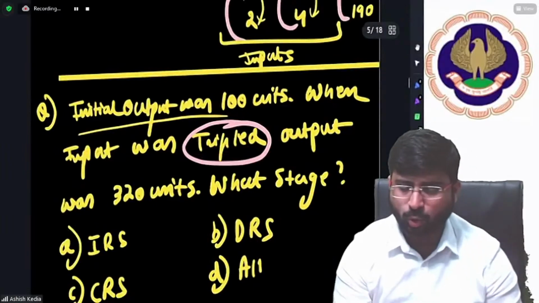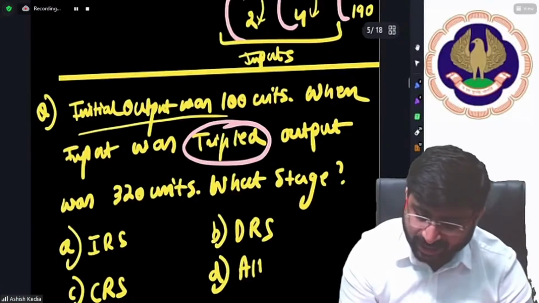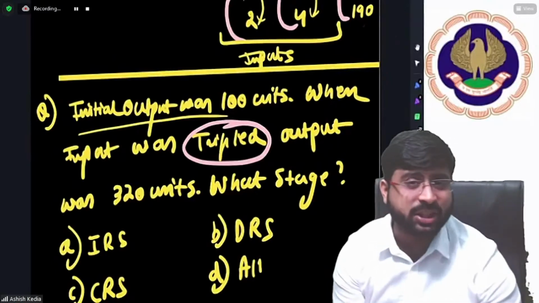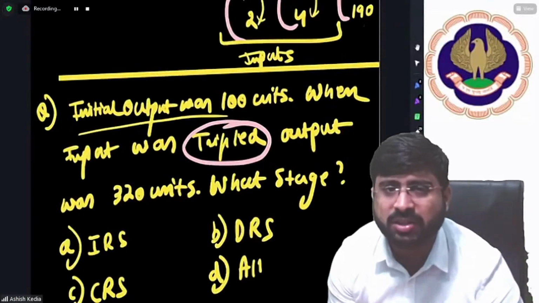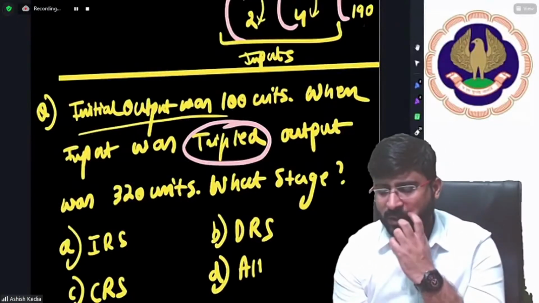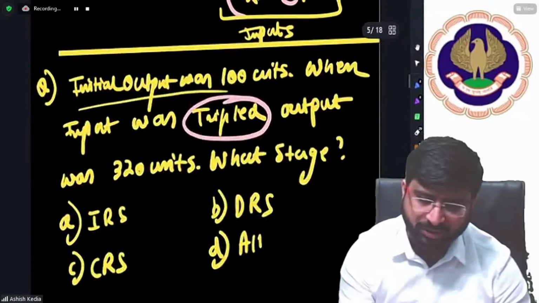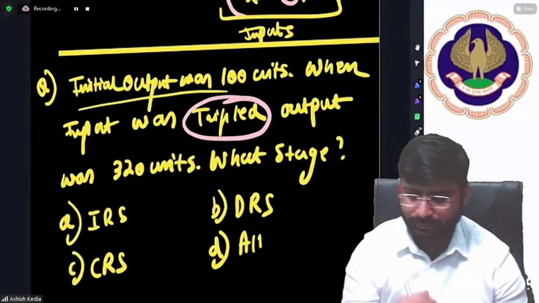So what stage are we talking about in the returns to scale? Is it increasing returns, decreasing returns, or constant returns? Remember, there is nothing called diminishing returns here. It's decreasing returns, not diminishing returns. Come on, tell me the answer, friends. And why do you say so? Also give the reason behind your answer. Come on, friends, let's hear you out.